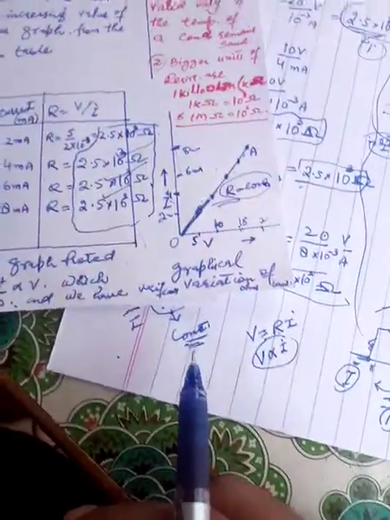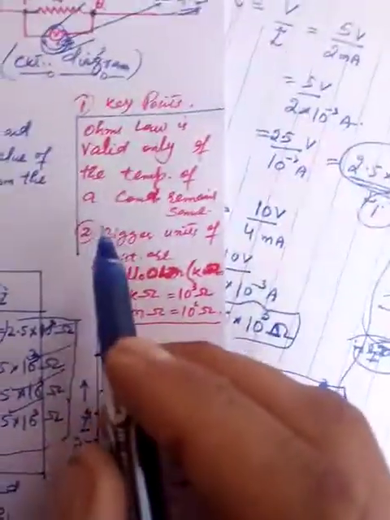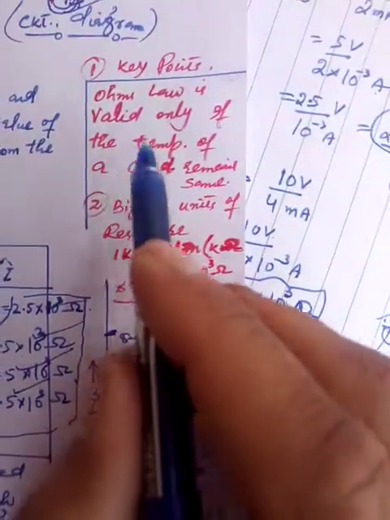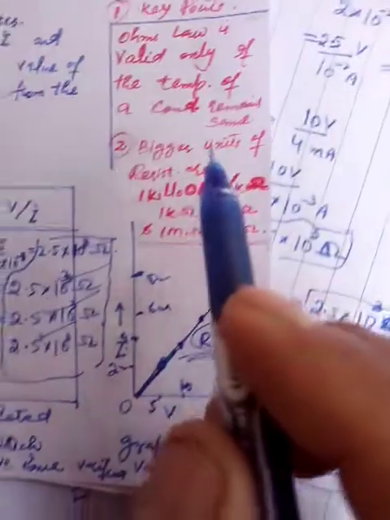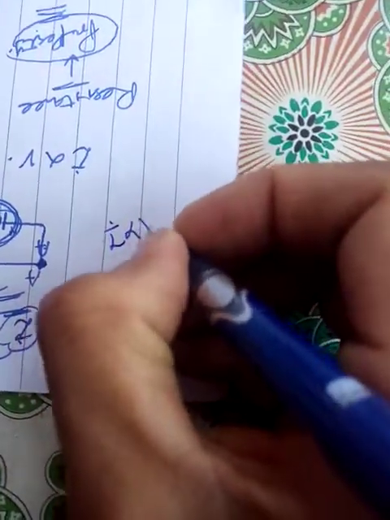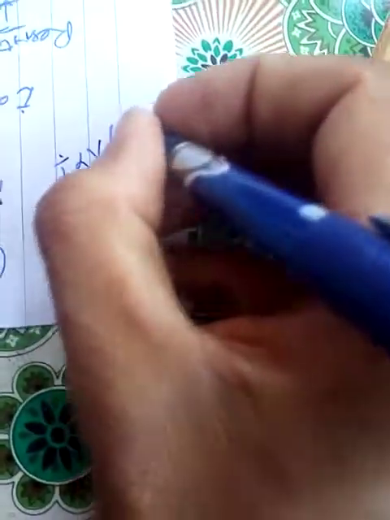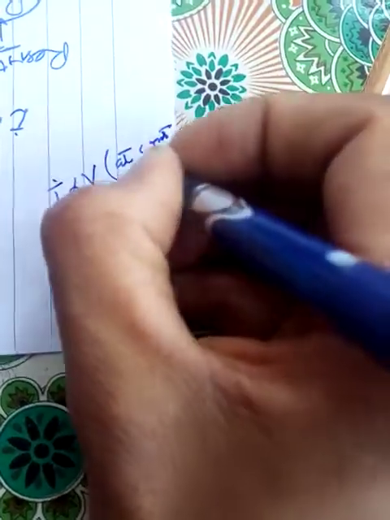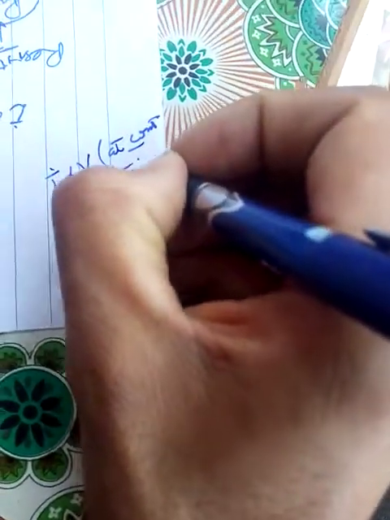Also remember this thing, I have written here some important key points. Ohm's law is valid only if the temperature remains constant. The first thing, temperature should be constant, then at that time we can say I is directly proportional to V, but the condition is at constant temperature.